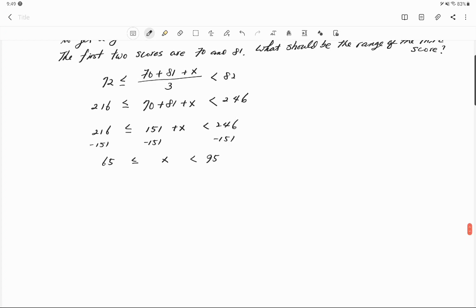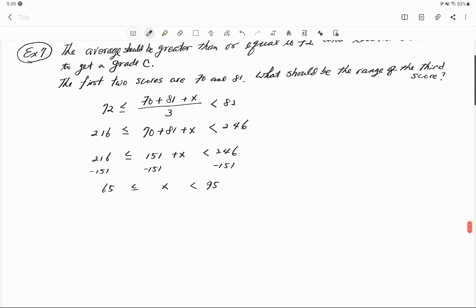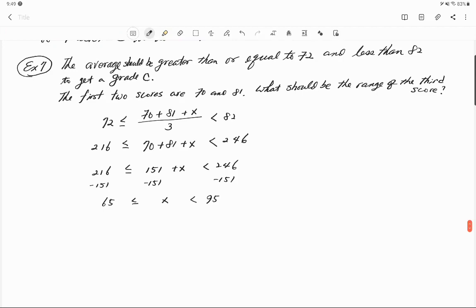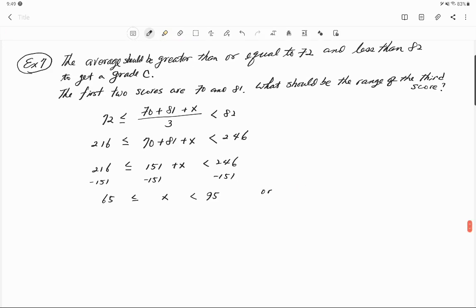So if this student gets 65 or more and less than 95, then she can get a grade C. Or we can write it like this. The interval notation is starting from 65, and this one is included. And then 95 is not included. So it has to be less than 95. Then the grade will be C.